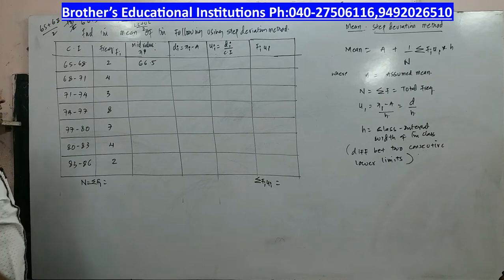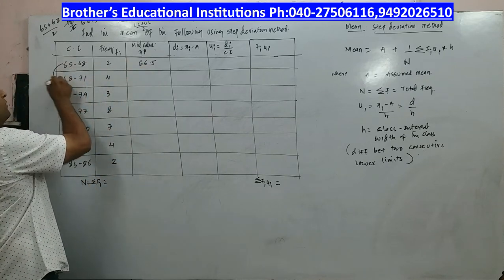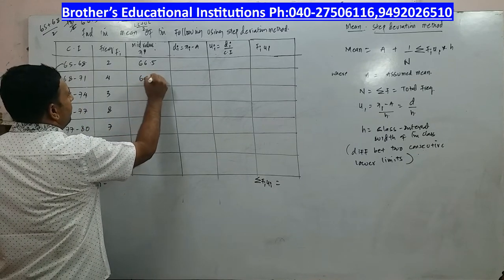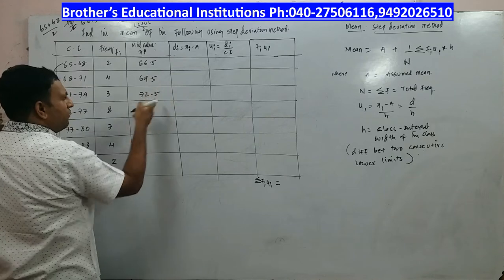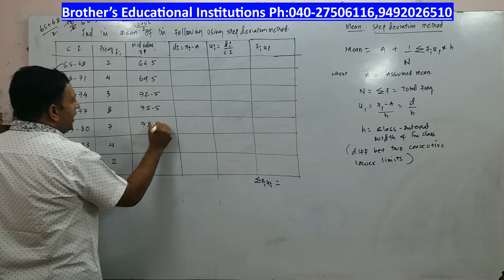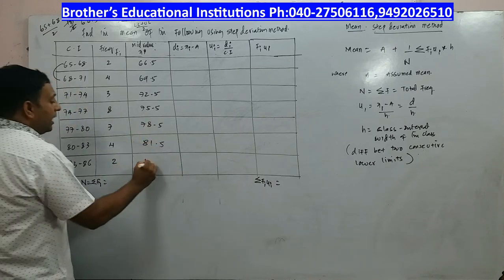Now I have told you very clearly, when you are dealing with mid value, once you find the mid value, simply add the width of the class. What is the width of the class? 3. So I will add 3 to this. It will become 69.5. Next will be 72.5. Add 3 to that, 75.5. Add 3 to that, 78.5. Add 3 to that, 81.5. Add 3 to that, 84.5.